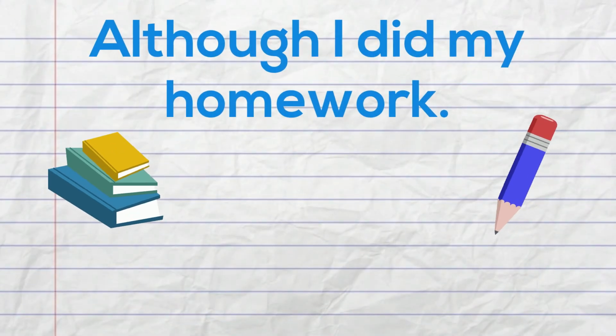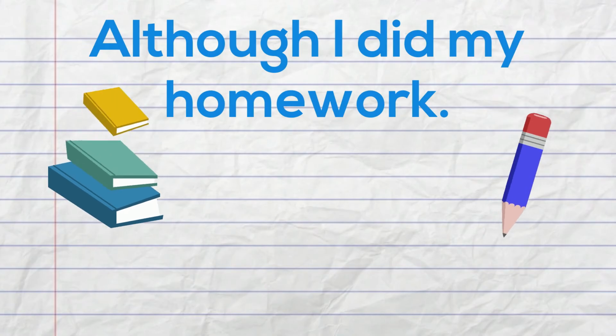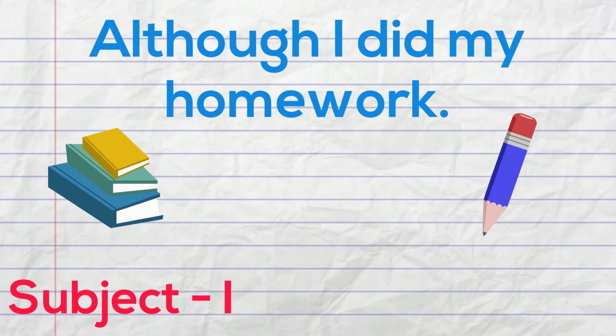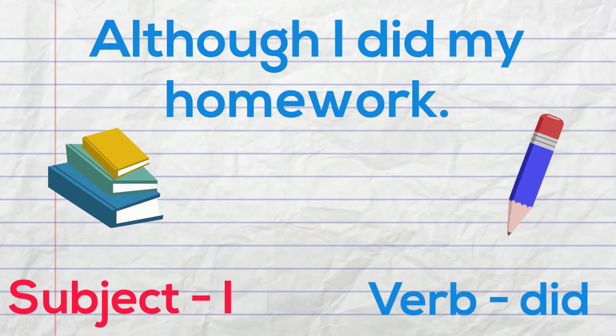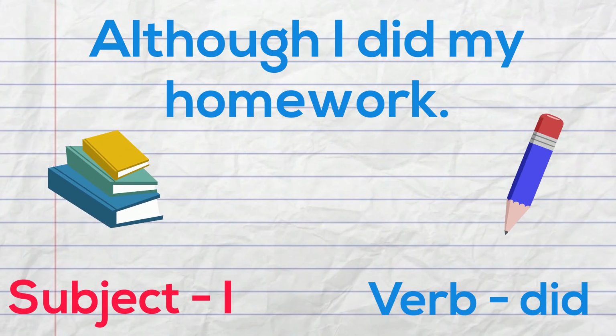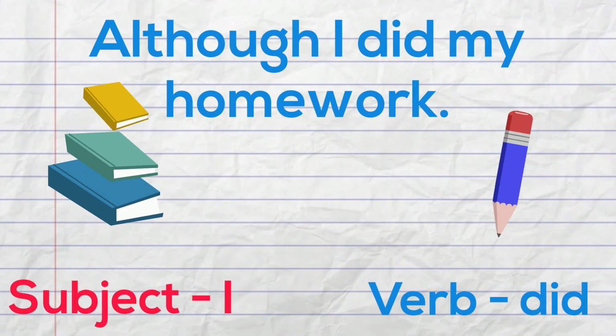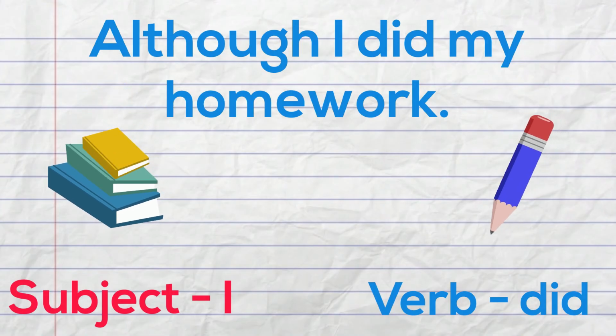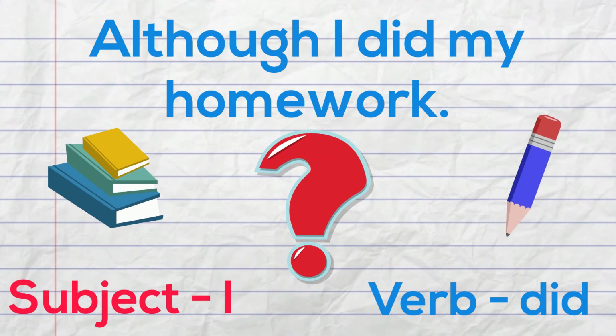Number 2 is a bit trickier, although I did my homework. It seems as though you have a subject, I, and a verb, did, but a close look shows us that this is actually a dependent clause, meaning for it to make sense, there needs to be more. Although I did my homework, what? Was there a consequence? What was the consequence?